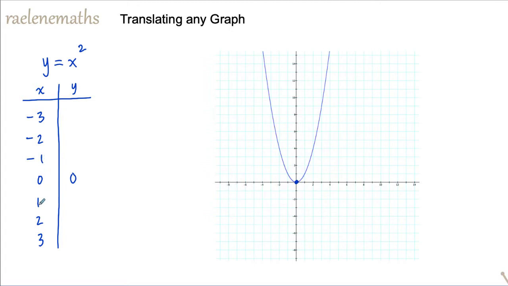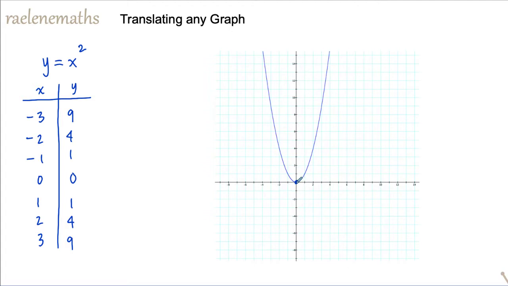Then when x is negative 1 or positive 1, we square, we get 1. If x is negative 2 or positive 2, we square and get 4. And when x is -3 or +3, the square of those numbers gives us y equals 9. So this helps us to come up with the pattern for a basic parent simple quadratic.